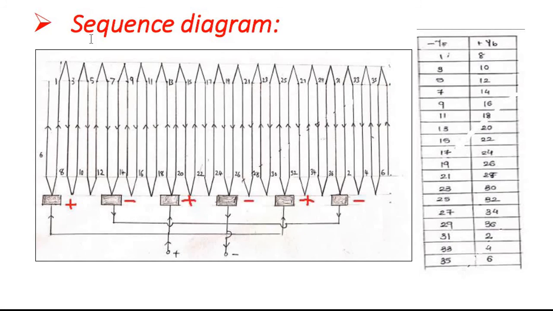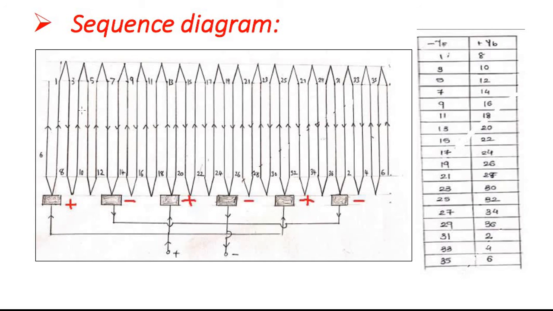Now we will discuss the sequence diagram. It is also a very important diagram. It is also asked in the GTU examination with the developed diagram. The main function of the sequence diagram is to show the current directions of each and every conductor which is used in the lap winding.